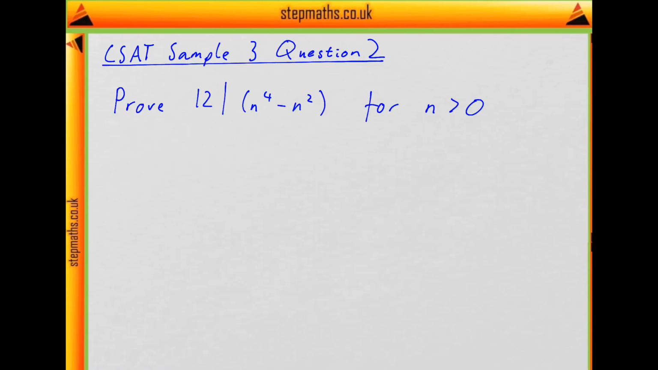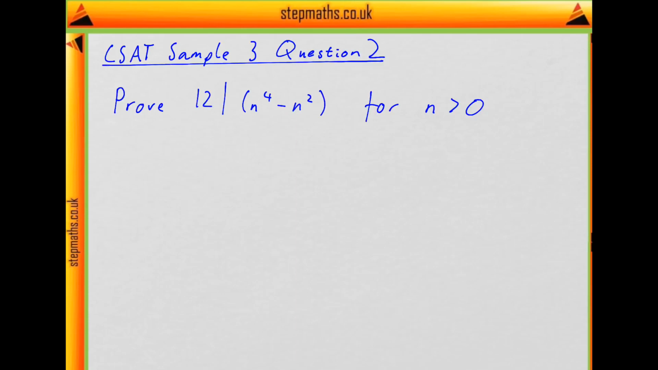This is question 2 from the third CSAT sample paper, and in this question we are asked to prove that 12 divides n to the 4 minus n squared, where n is any positive integer. If you haven't seen this notation before, this just means the thing on the left is a factor of the thing on the right, or the thing on the left divides into the thing on the right. If you want to have a go at this question yourself, pause the video now.